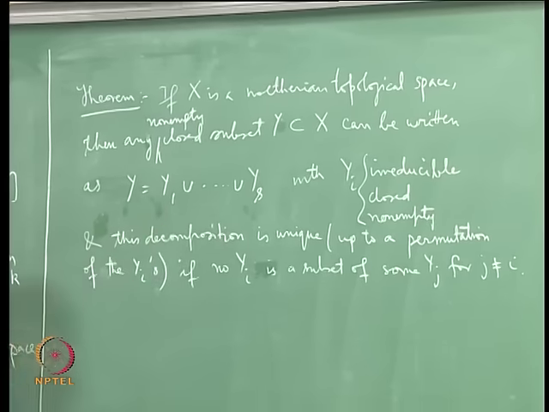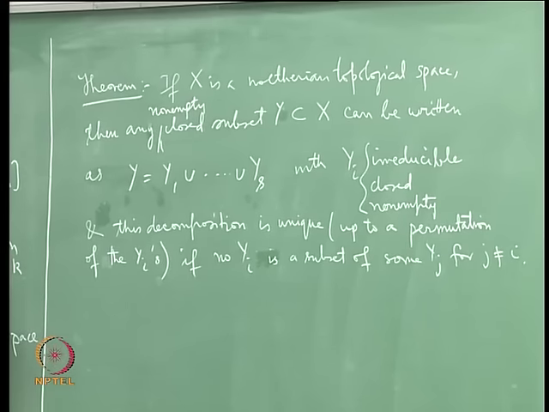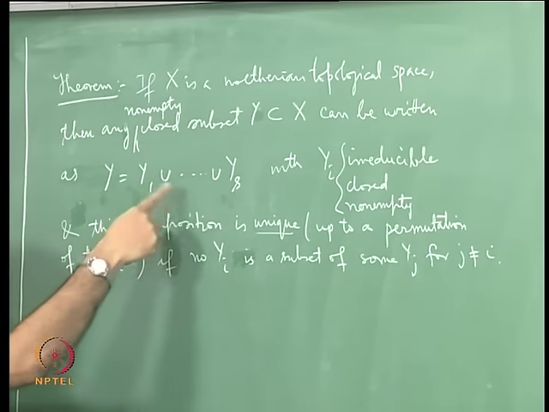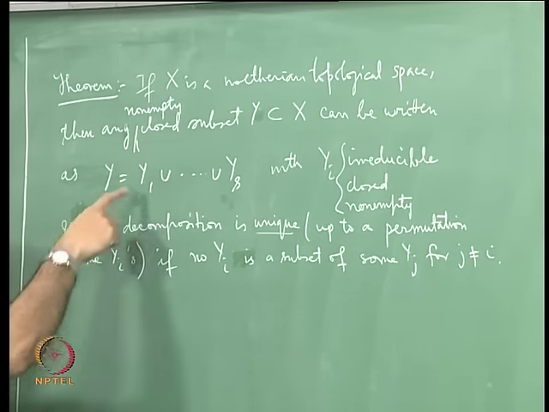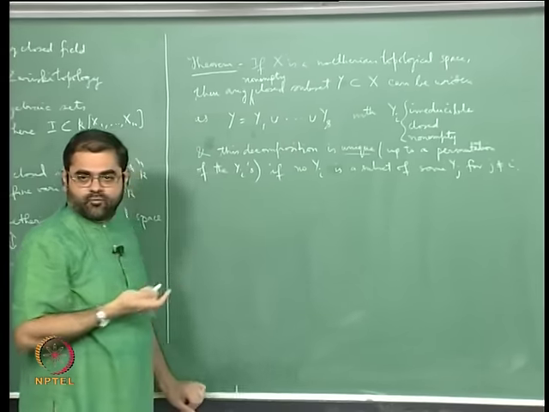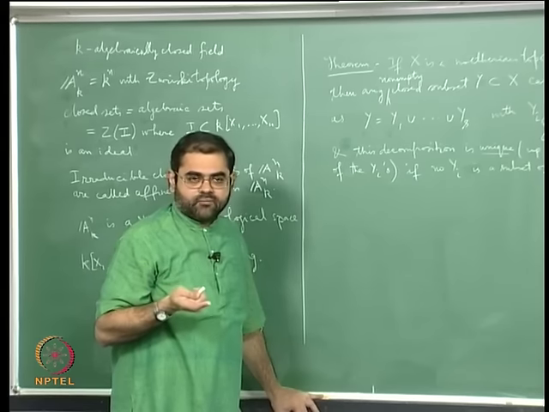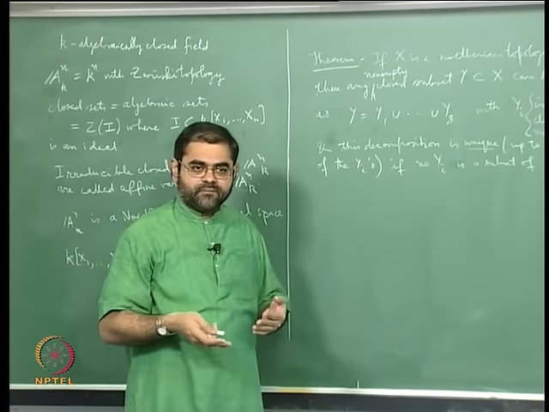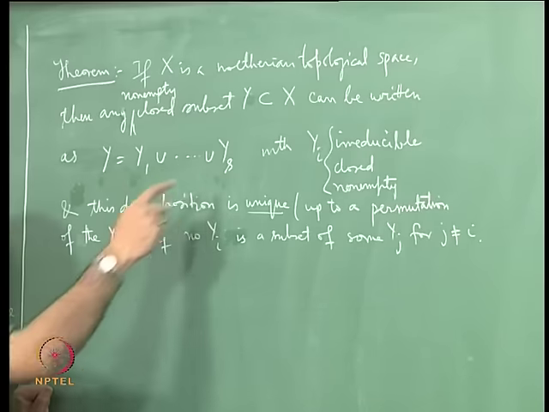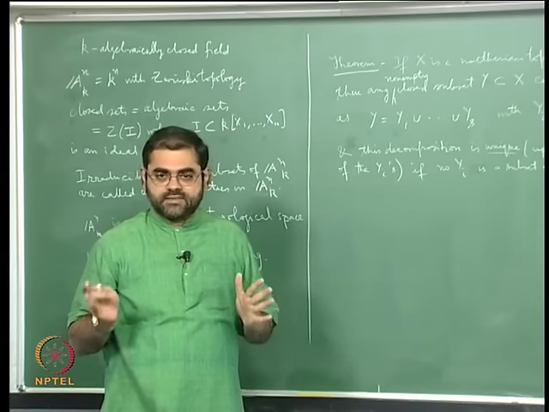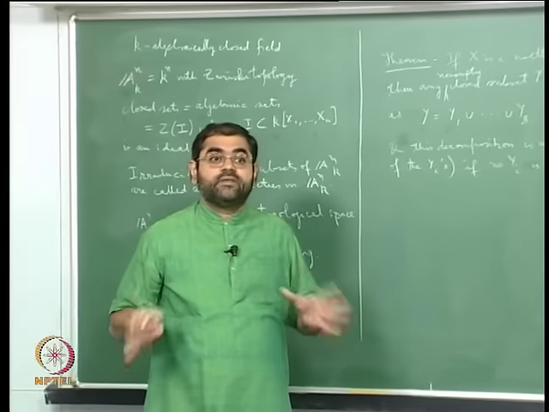So each of these is irreducible, closed, and non-empty, and you can make this decomposition unique if you make sure that you do not have redundancies. For example, if you have Y1 union Y2 and so on, and if Y1 is contained in Y2, then why put Y1, you can throw it out because it is already in Y2. Once you write a decomposition like this, you can always throw out some of them which are contained in the others, and finally arrive at a decomposition in which none of the sets is contained in any of the others. Such a decomposition is unique, and that decomposition is what is called a Noetherian decomposition.